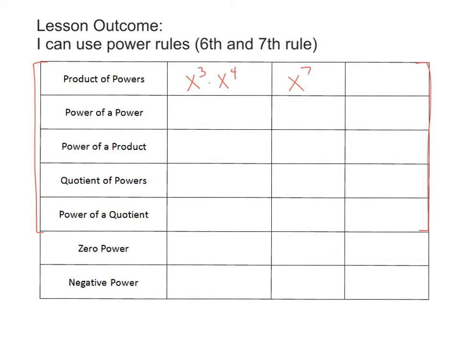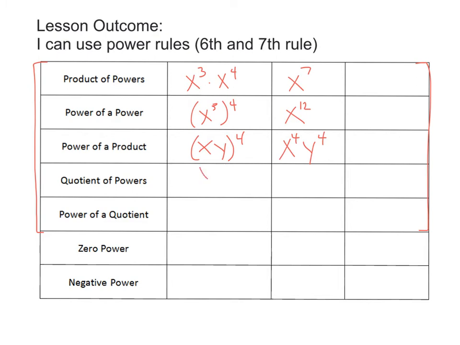We add the exponents. A power of a power, if I have a power that is raised to another power, this will be x to the 12th. The power of a product, if I have a product, let's say x times y being raised to the 4th, then everything in the parentheses, the factor of x gets raised to the 4th and the factor of y gets raised to the 4th. Quotient of powers.